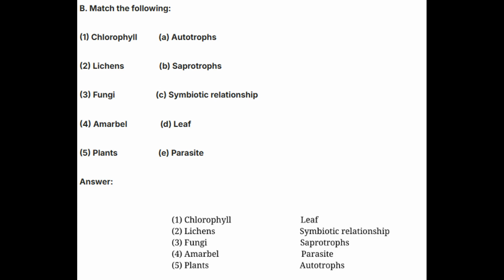Answer. First, chlorophyll, leaf. Second, lichens, symbiotic relationship. Third, fungi, saprotrophs. Fourth, anywhere, parasite. Fifth, plants, autotrophs.